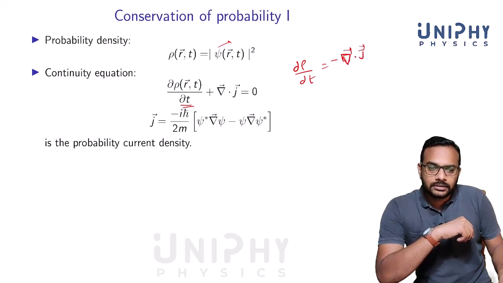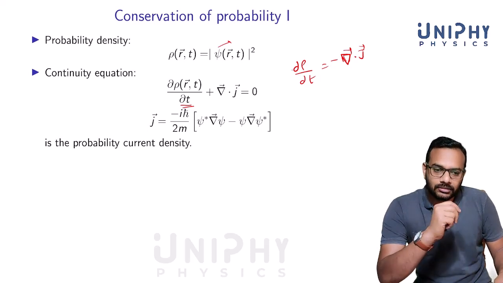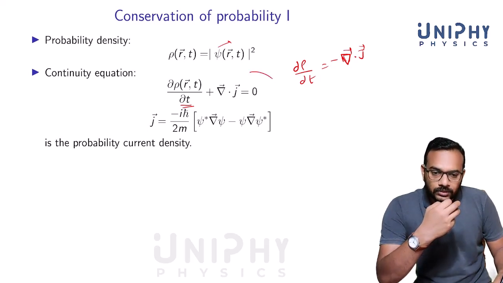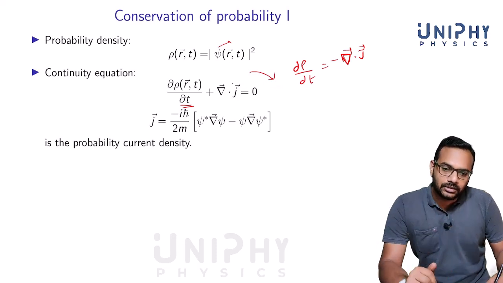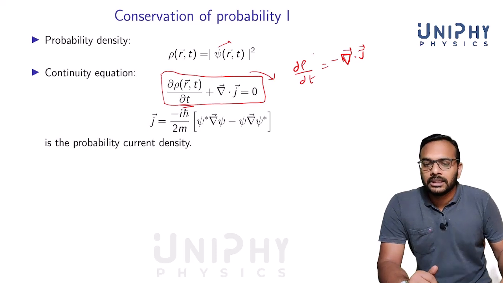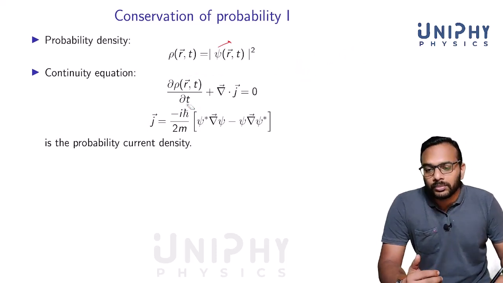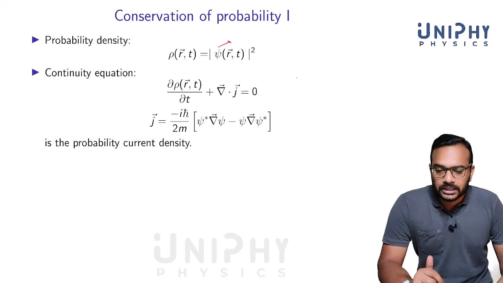Okay. So the probability cannot just disappear, it's conserved, it obeys a continuity equation. In other words, the Schrodinger equation admits a continuity equation of this form. You can easily obtain this from the Schrodinger equation. You can also think of it as a property of the Schrodinger equation.